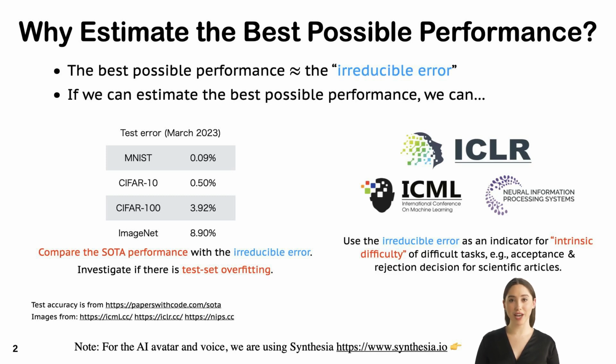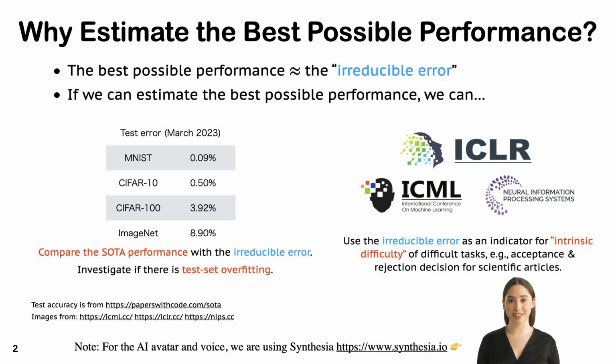Estimating the irreducible error helps evaluate the state-of-the-art performance. For example, the state-of-the-art classifier achieves 0.09% test error for the MNIST dataset and 0.50% for the CIFAR10 dataset. If we can estimate the irreducible error, we can compare the SOTA performance with the estimate. Then we will be able to grasp the remaining gap between the two.